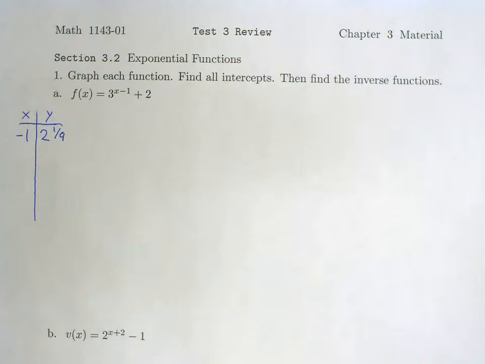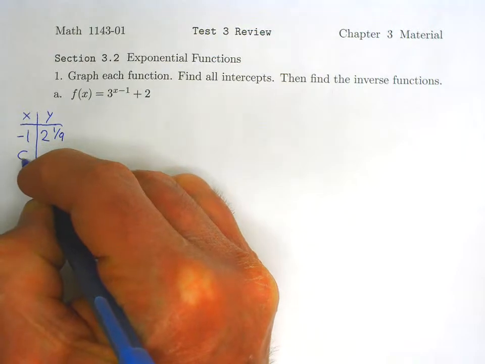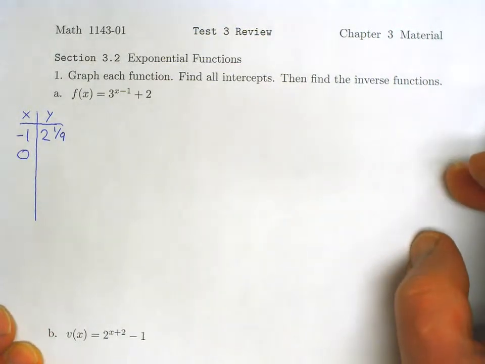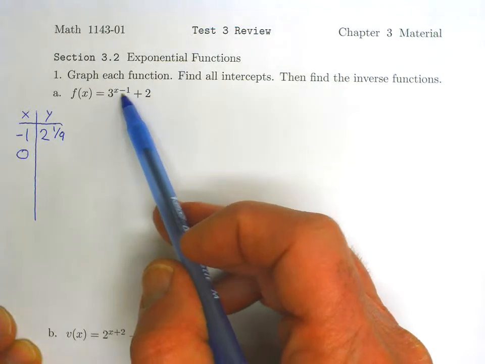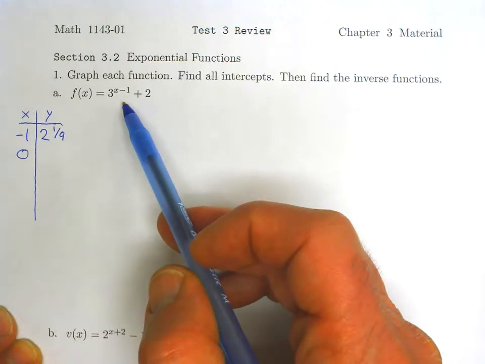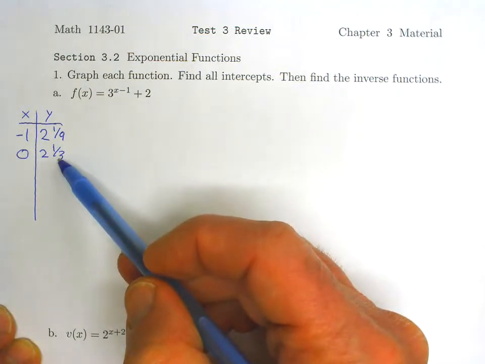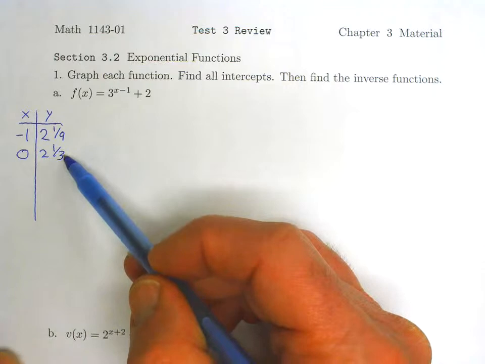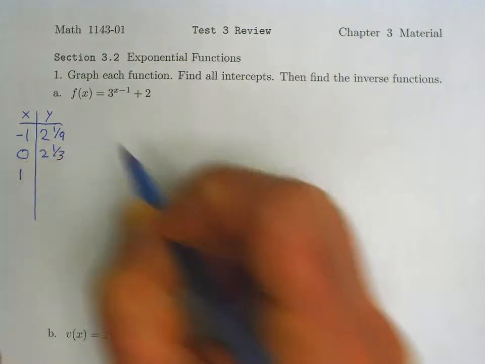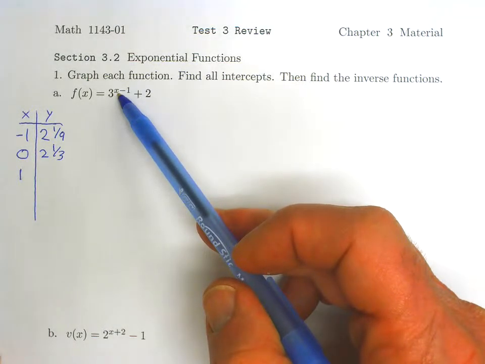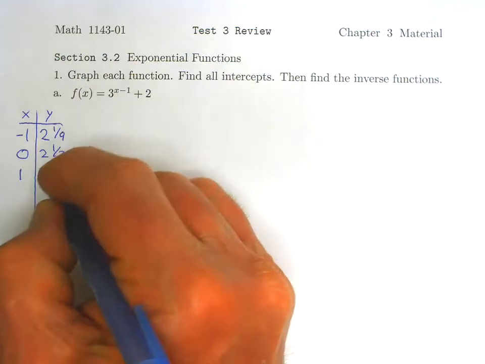Okay, then I'm going to pick integers greater than -1 consecutively. So the next integer after -1 is 0. In the function, replace x with 0. 3 to the 0 minus 1 is 3 to the -1, which is 1/3. 1/3 plus 2 is 2 1/3. This is a little bit higher than the previous point, but it's still above the horizontal asymptote. Then pick x to be 1. Replace x with 1. 3 to the 1 minus 1 is 3 to the 0. 3 to the 0 is 1, and 1 plus 2 is 3.